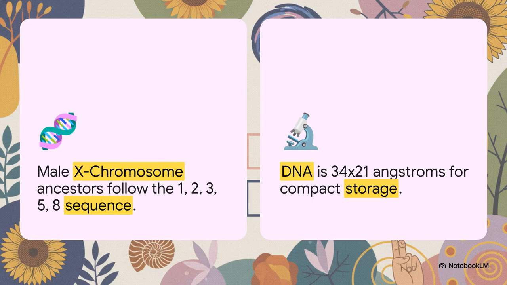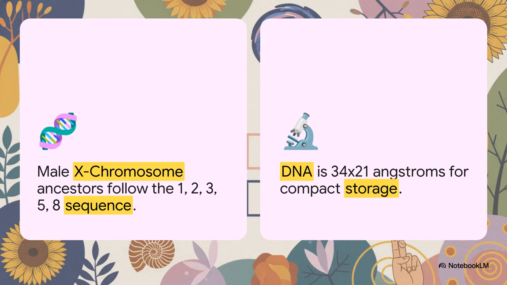And it gets even more astonishing when we zoom in and out, contrasting our macro and microbiology. On a macro scale, if you trace back the biological history of a male's ancestors, specifically the ones who passed down an X chromosome, the count follows the Fibonacci sequence flawlessly. 1, 2, 3, 5, 8.